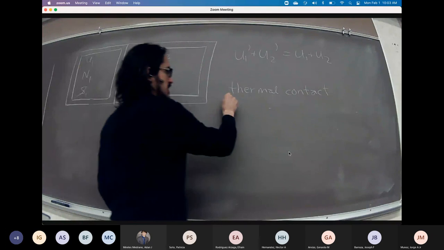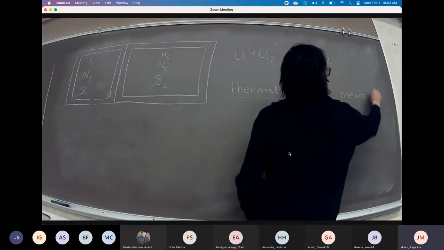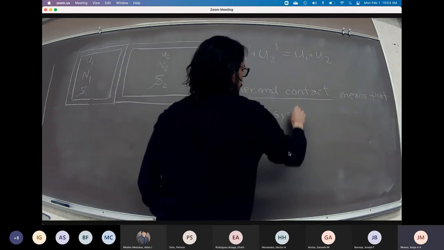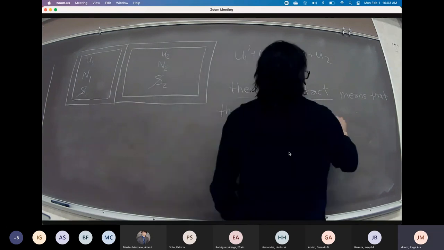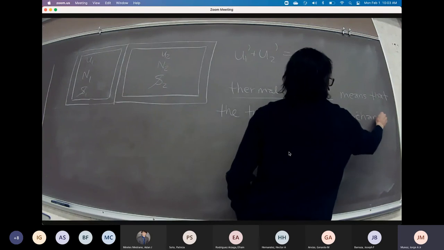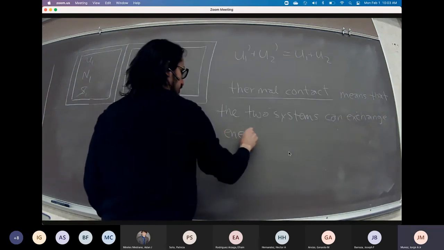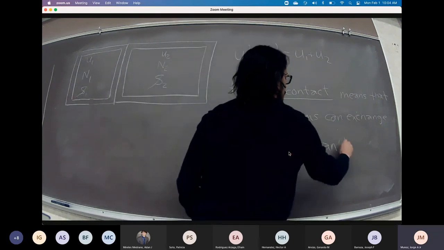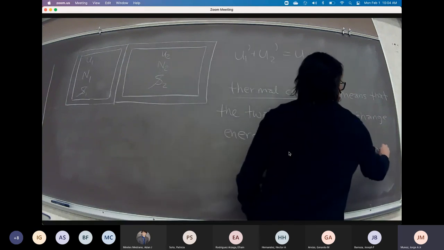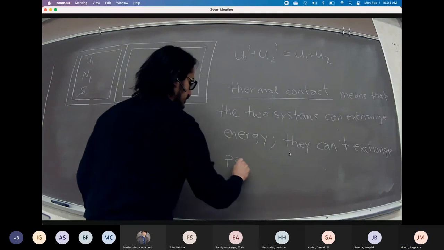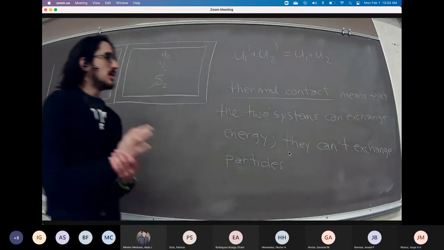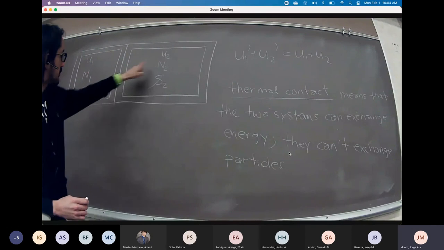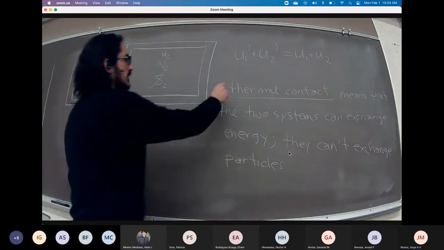Okay, so thermal contact means that the two systems can exchange energy. They can't exchange particles. Energy can flow between the boxes in the closed systems, but the number of particles remains the same in each one.